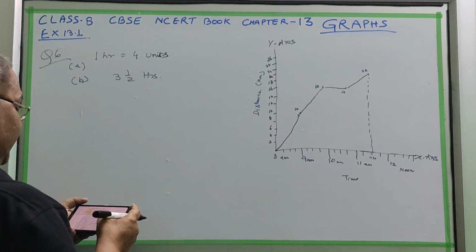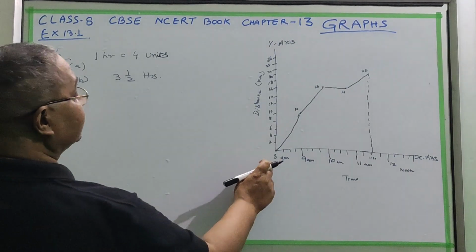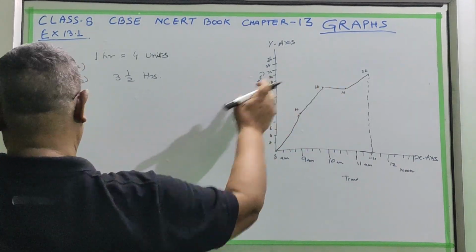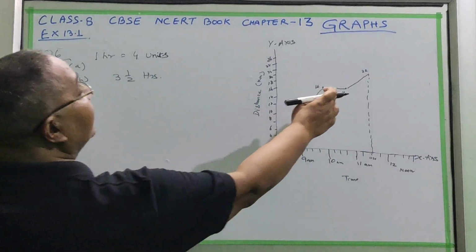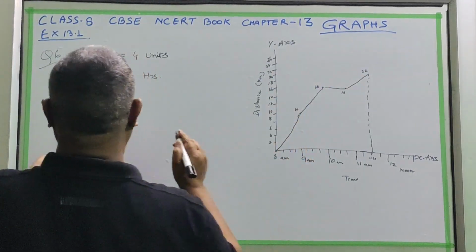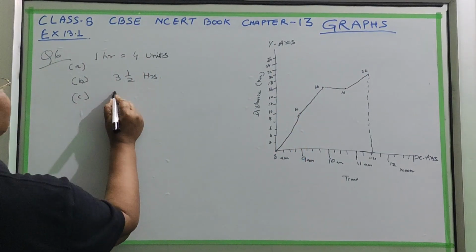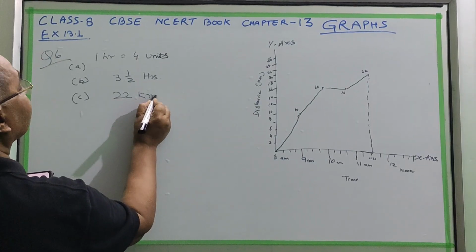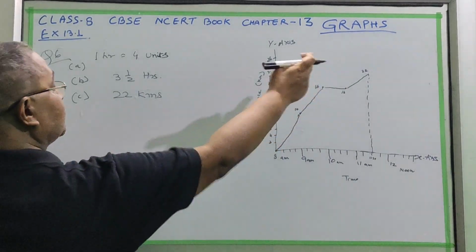How far is the place from the merchant? This is the place of the merchant and this is the town. How far is it? It is 22 kilometers. So the C answer is 22 kilometers. From 0 it is 22 kilometers.